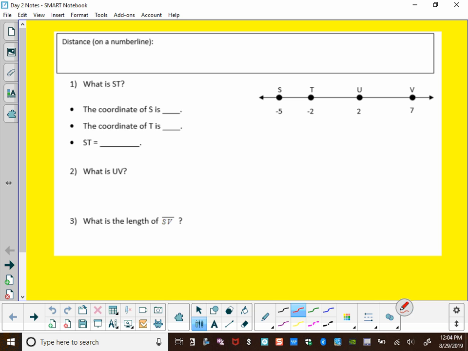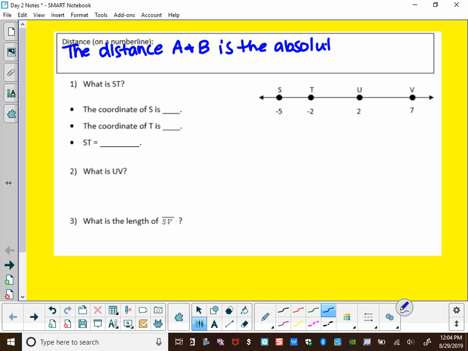Alright, first we'll talk about distance. Distance is, write this down, the distance between A and B is the absolute value of the difference of their coordinates.